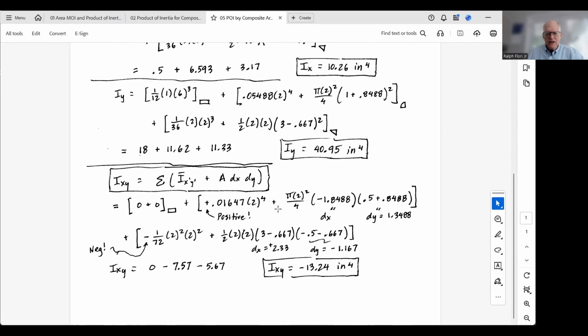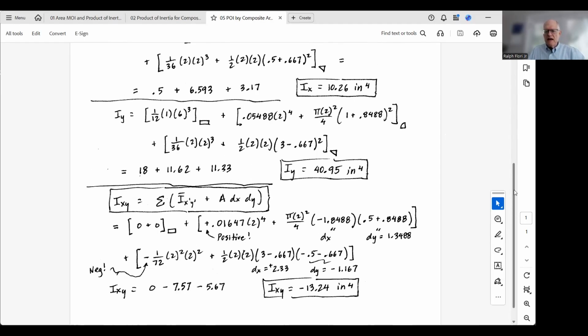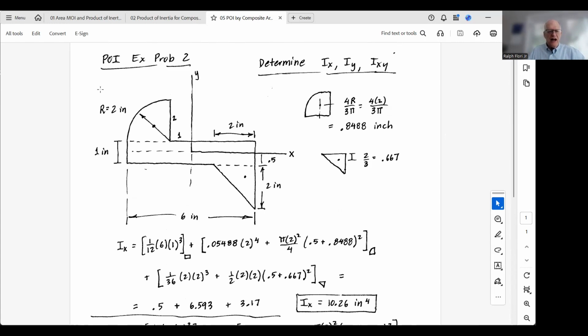So our product of inertia for this shape is 0 minus 7.57 minus 5.67. So it's minus 13.2 inches to the fourth. And again, his area is kind of along a diagonal that goes from quadrant 2 down to quadrant 4. So you expect him to have a negative Ixy, and he does.